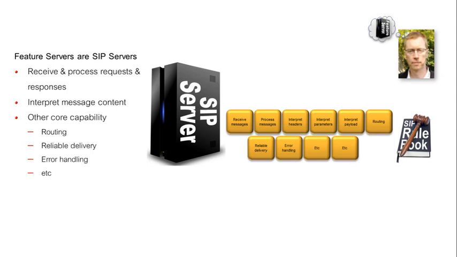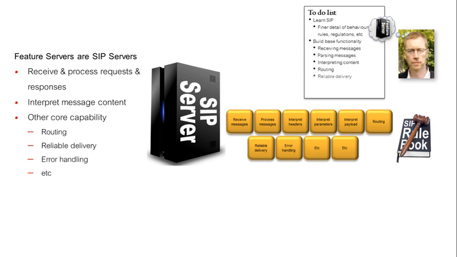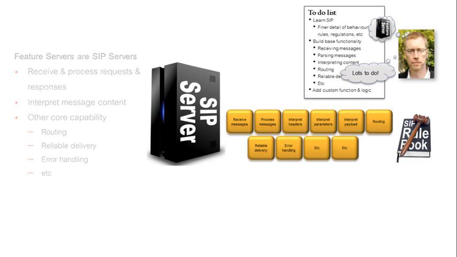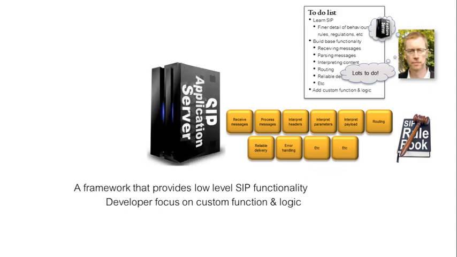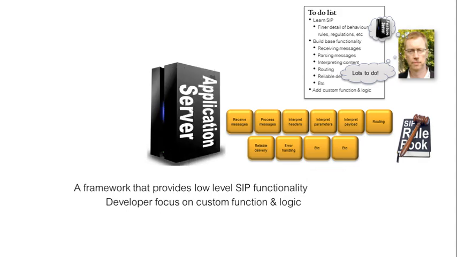So, if I want to build a new feature, I first have to learn the low-level intricacies of SIP and then build my base SIP server functionality before I can even start adding my own custom functionality. There's much I have to do just to get a base SIP server that I can then build on top of. Wouldn't it be nice if there was a framework that gave me all that low-level SIP stuff so I can focus on my custom functionality and business logic? You've guessed it, there is. It's the SIP application server.